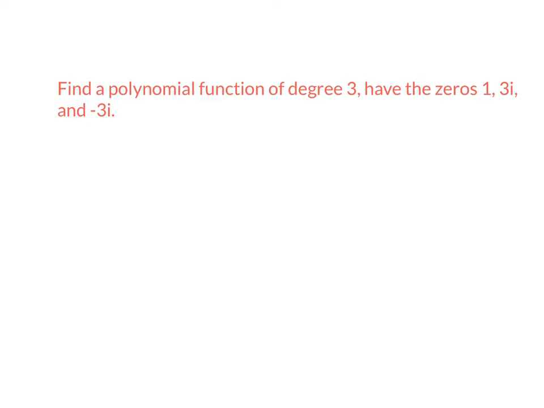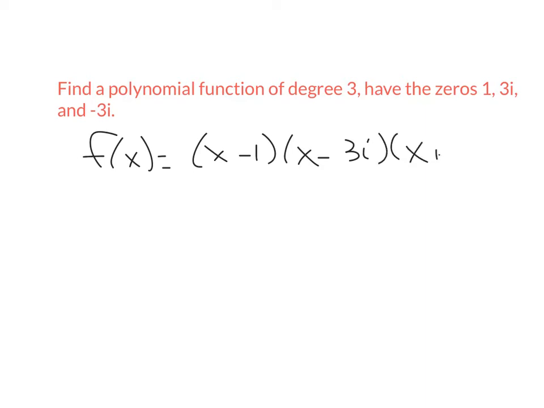The first one says a polynomial function of degree 3 has zeros 1, 3i, and negative 3i. So we're going to write those as factors, because those zeros came from factors. Like the 1 came from x minus 1. The 3i came from x minus 3i. The negative 3i came from x plus 3i. And all you have to do today is multiply them all out and see what you get. That's a polynomial. So I'm going to multiply these two first because they're conjugates.